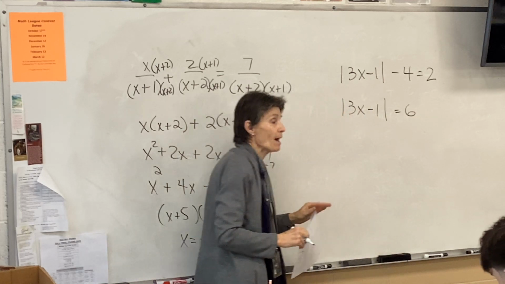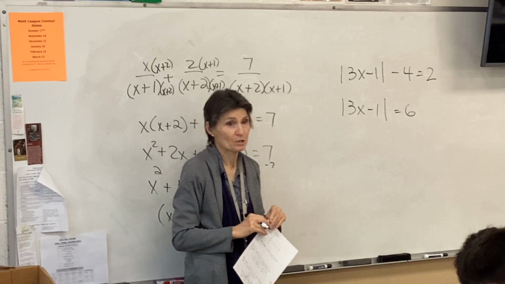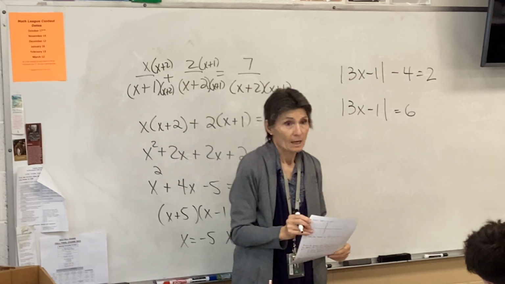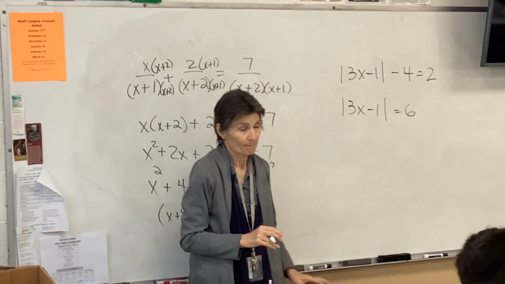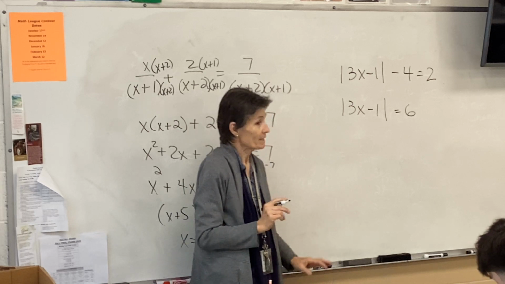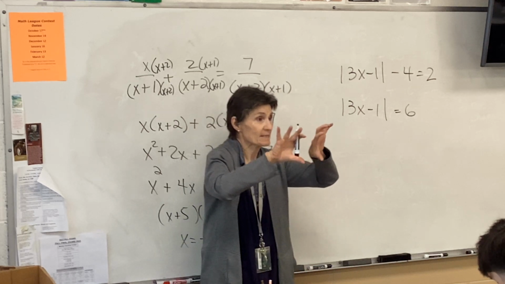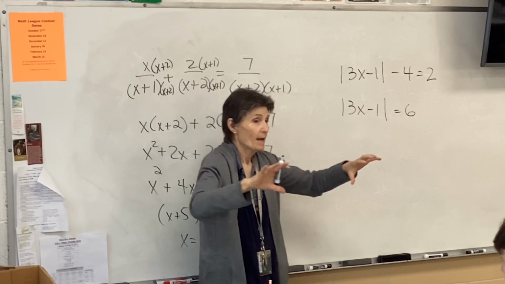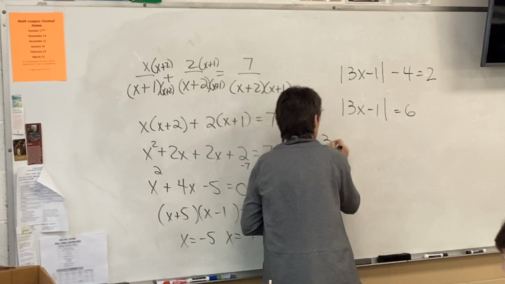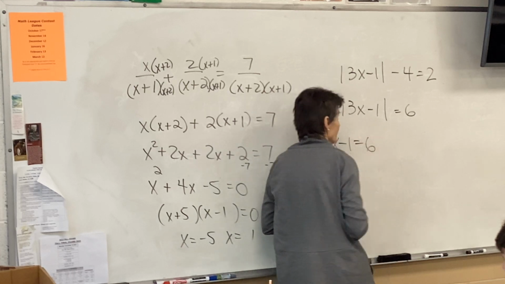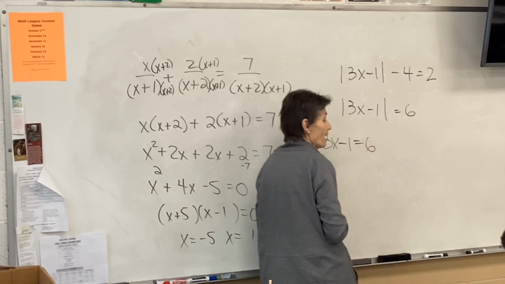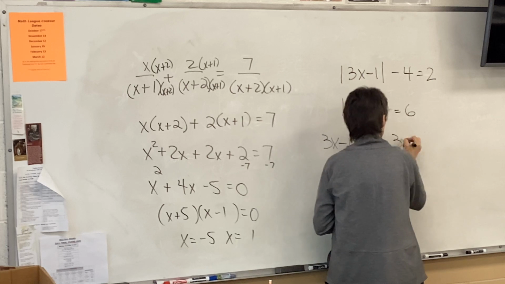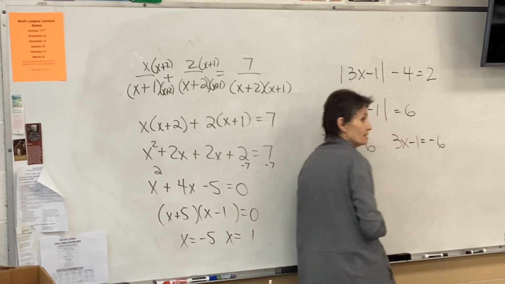Now, this is an absolute value equation. How do we do this? Would you flip the sign? Well, be careful. We actually have to separate it into 2 separate equations. And the first one is 3x minus 1 equals 6. And the second one is 3x minus 1 equals negative 6.